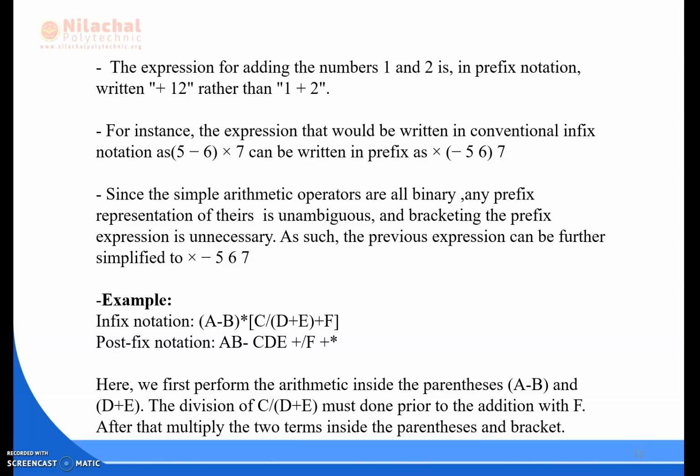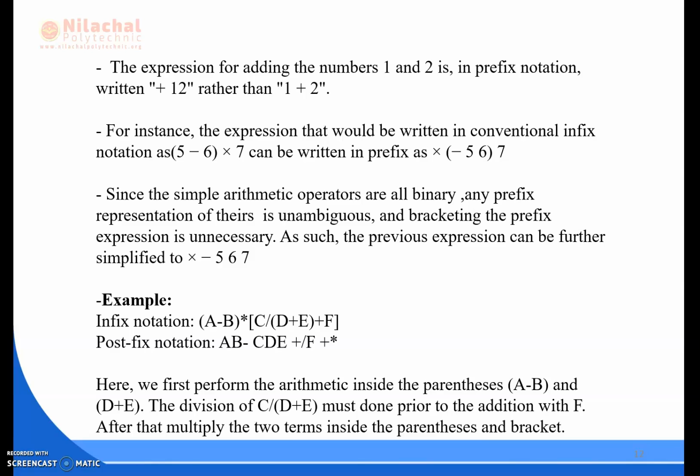So here we will see another expression which is in infix notation, and we will be putting it into postfix notation. Here the infix expression is a minus b in parentheses, multiplied by c divided by d plus e in parentheses, plus f. It is to be noted that this is solved completely according to the precedence priority and the associativity rule.